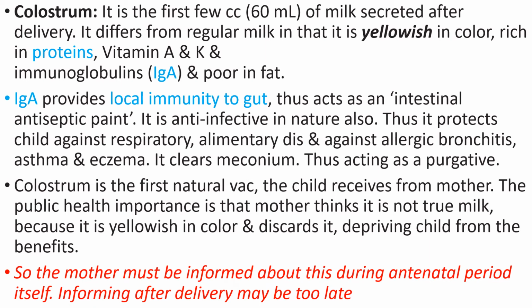Colostrum. It is the first few cc's, about 60 milliliters, of milk secreted after delivery. It differs from regular milk in that it is yellowish in color, rich in proteins, vitamin A and vitamin K. It is also rich in immunoglobulin IgA, and poor in fat. IgA provides local immunity to the gut, thus acting as an intestinal antiseptic paint.